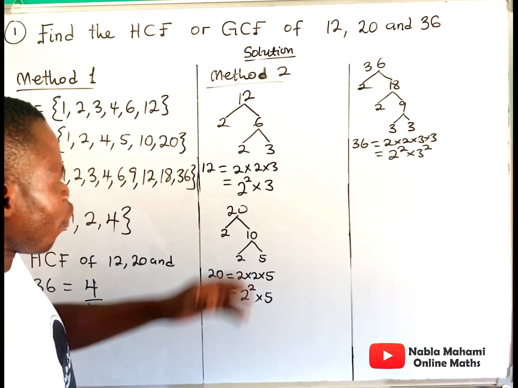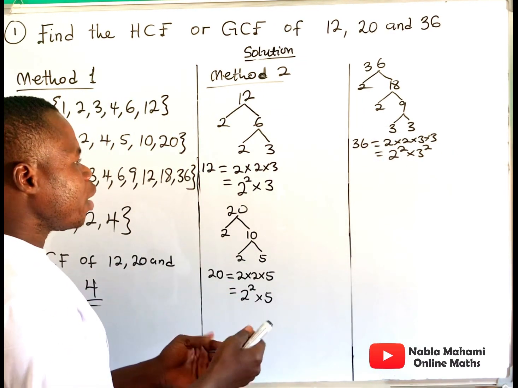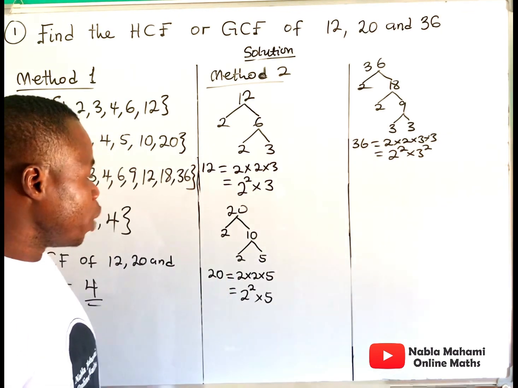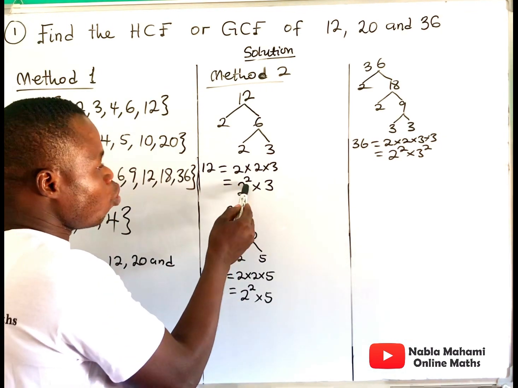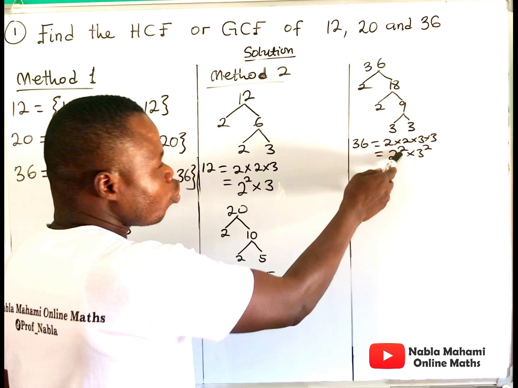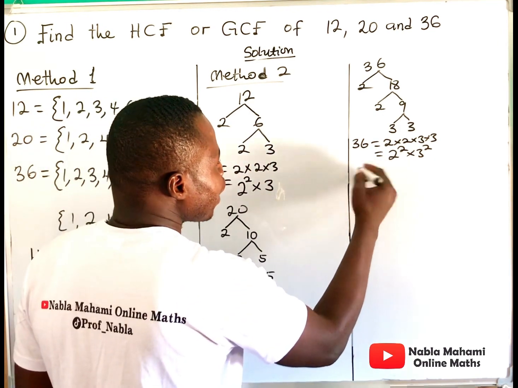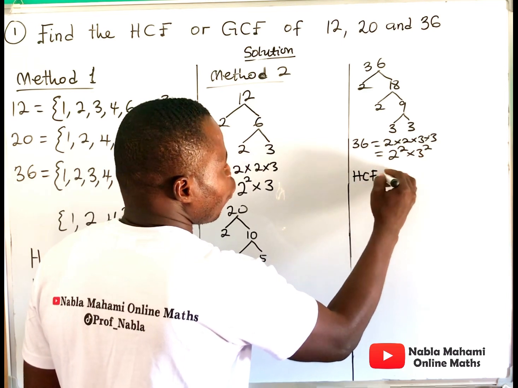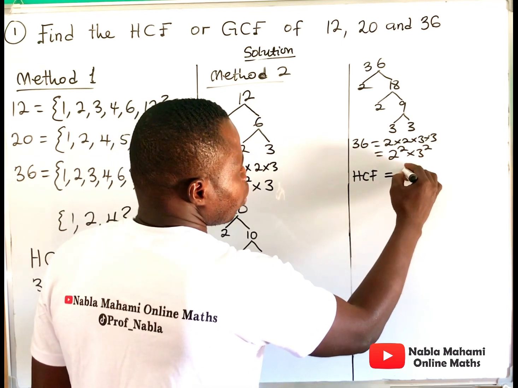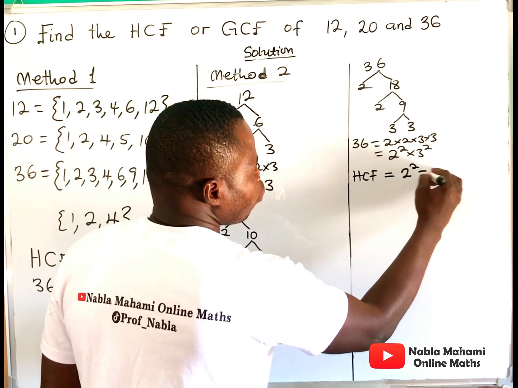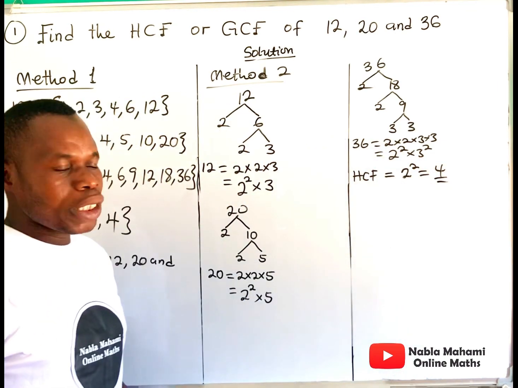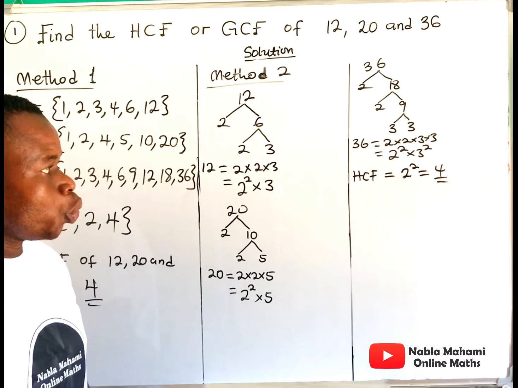So you look through all of this. Which of them is having a number that is appearing throughout? So you see that here is 2 to the power 2, 2 to the power 2, 2 to the power 2 appearing throughout. So now, I can say that my HCF of those numbers will be 2 to the power 2, and 2 to the power 2 is 4. So this is how we use method 2.